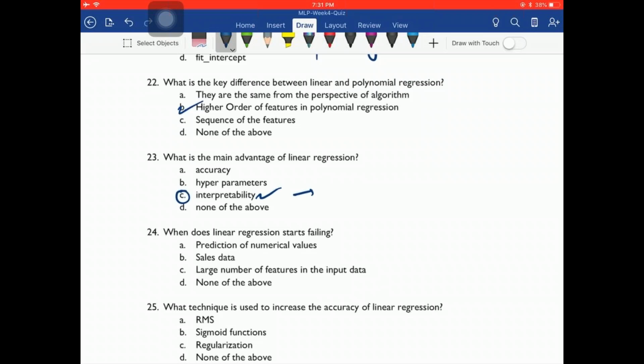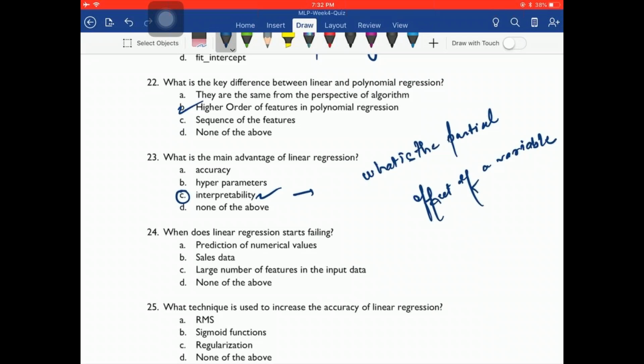Interpretability means, for example, in decision tree, if someone asks what is the partial effect of a variable, you can say what the important variables are, but can you say what is the partial effect of a variable? You can't, right? In linear regression you have the coefficients, so you can say that if I change a unit of this, my output will change by this number. So that interpretability is a very big advantage of a linear regression model.